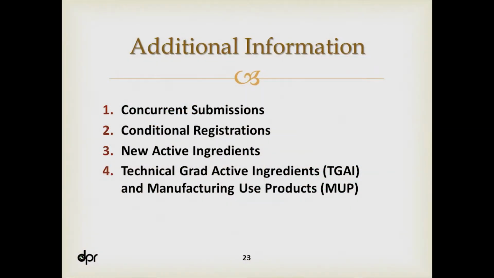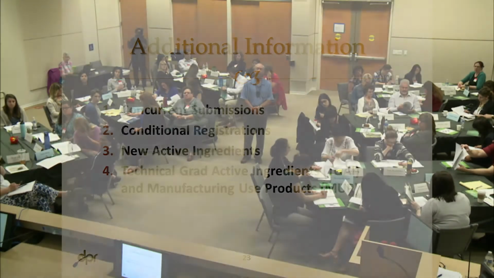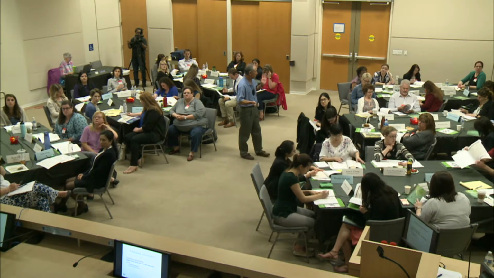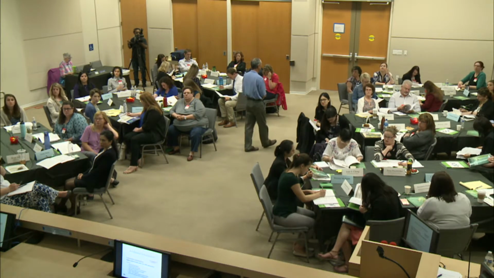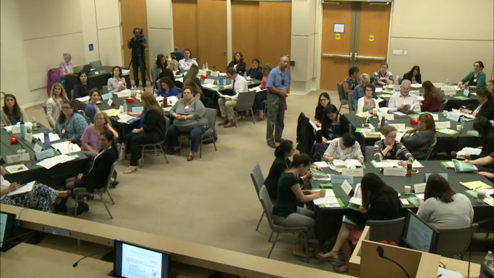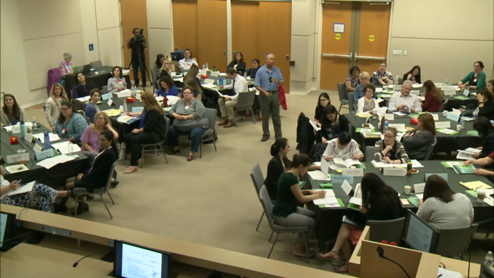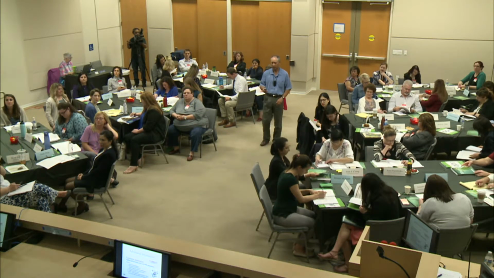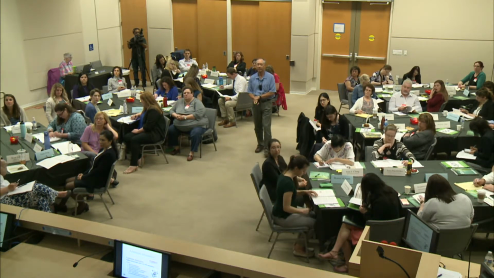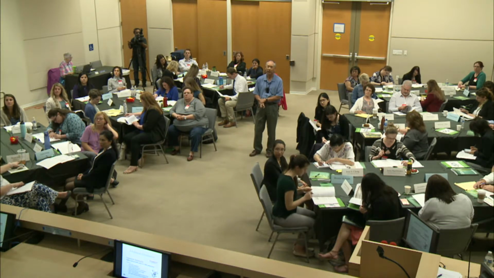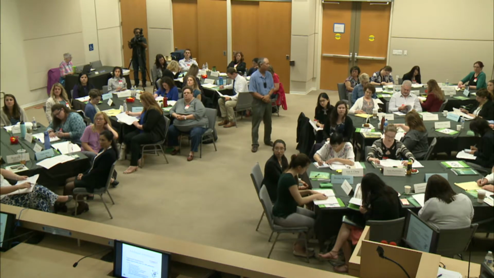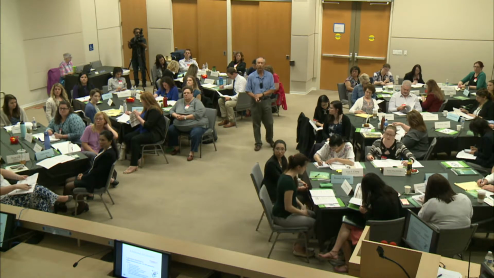And then additional information, we can go over the concurrent submissions a little bit, conditional registrations, new active ingredients, technical grade active ingredients, and manufacturing use products. Concurrent submissions, in essence, is where you're submitting the product to USEPA, and now you want to submit to California to be reviewed at the same time, concurrently, right? Well, there's certain criteria that need to be met. In essence, if you look at these first 4 items here, if your product falls within that, we're going to do it automatically concurrently.